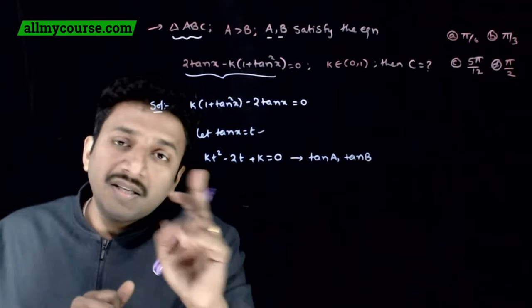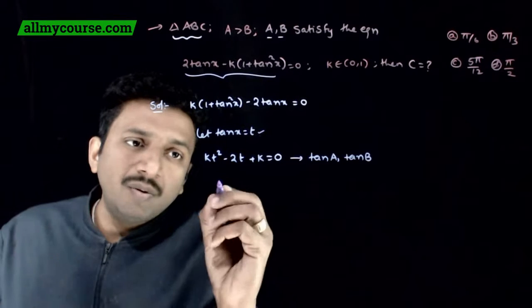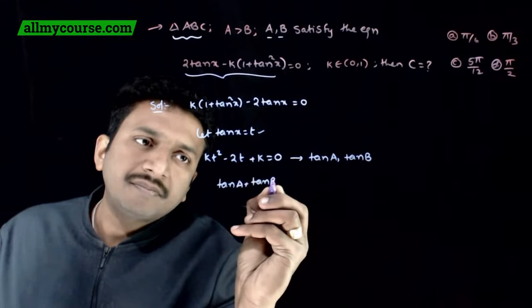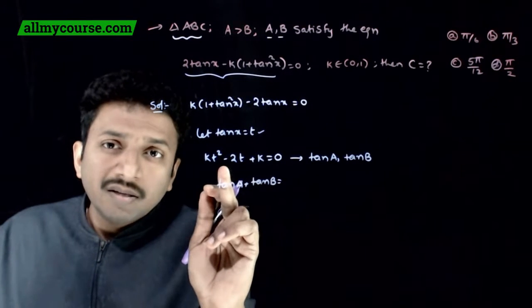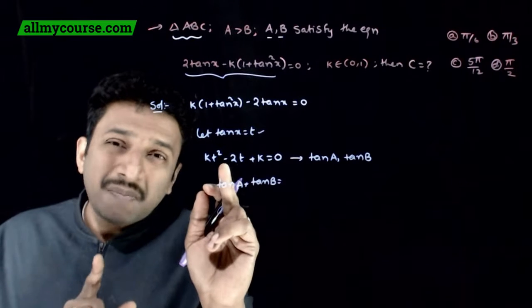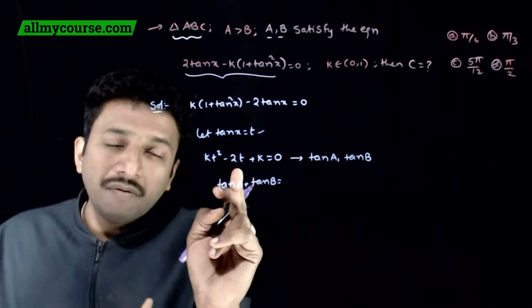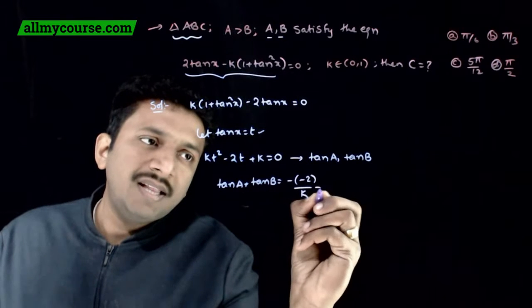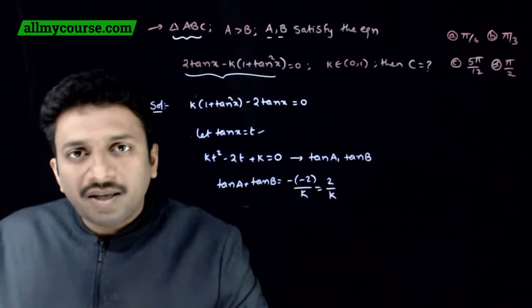Now there is something interesting in this equation. So what is the sum of the roots? The sum of the roots tan A plus tan B is equal to, what is the sum of the roots of a quadratic equation? Minus of x coefficient by x square coefficient, that is minus of minus 2 by k, that is 2 by k.